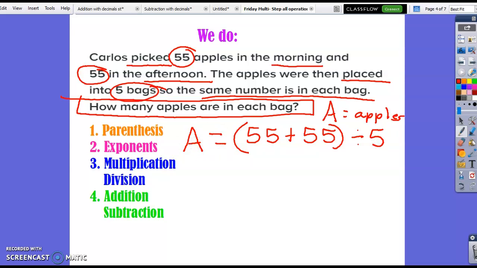So here is the expression and the equation that you would have to do. Pause the video here and see if you can solve it.